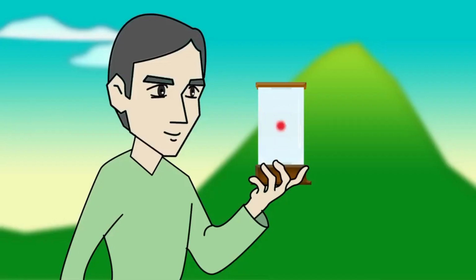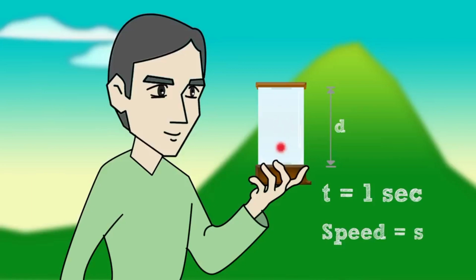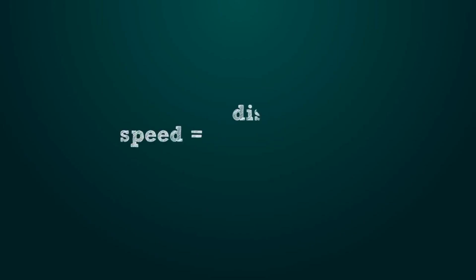So, when this clock is with you at rest position, the light bounces between the mirrors, covering distance d in 1 second, which gives us the speed of light s. Now remember, speed is distance per unit time.